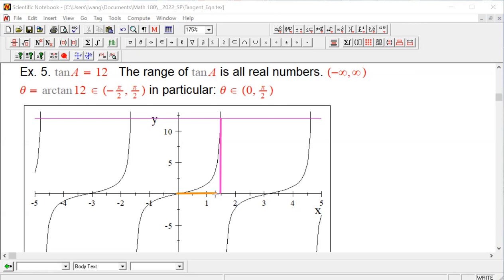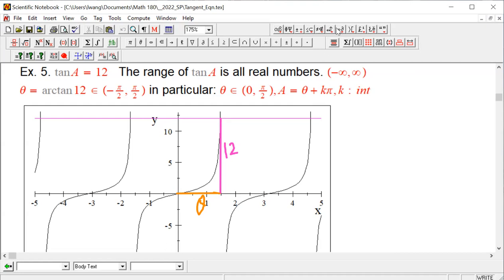Okay, so this is theta, and that's 12. And then what's the solution? The solution, of course, is theta plus k pi, k being any integer.